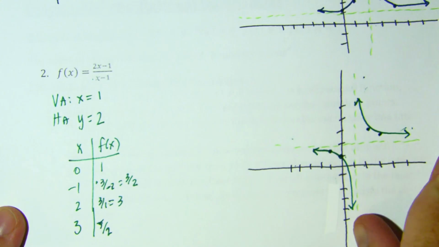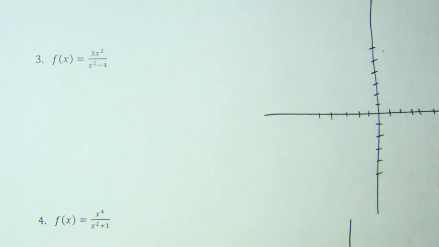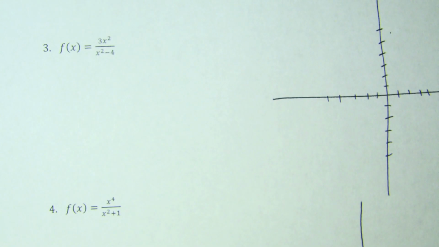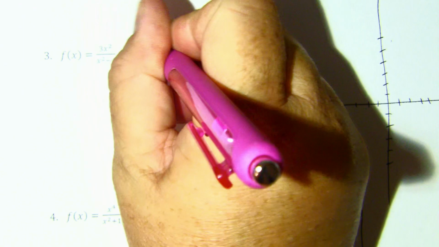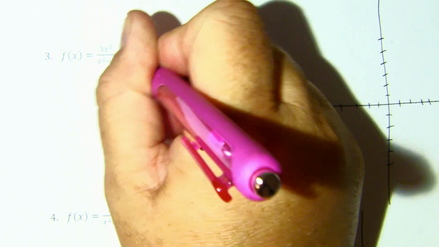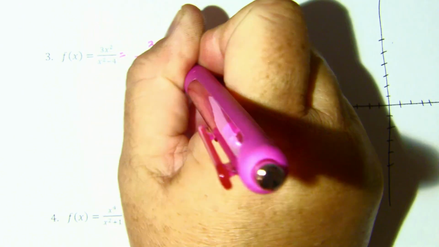A couple more examples, and then we'll wrap up this video here. We have 2 more rational functions here that we're going to graph. And number 3 here, we have 3x squared over x squared minus 4. It's helpful to factor the denominator if it's possible. So I can go ahead and rewrite this as 3x squared over x plus 2 and x minus 2.